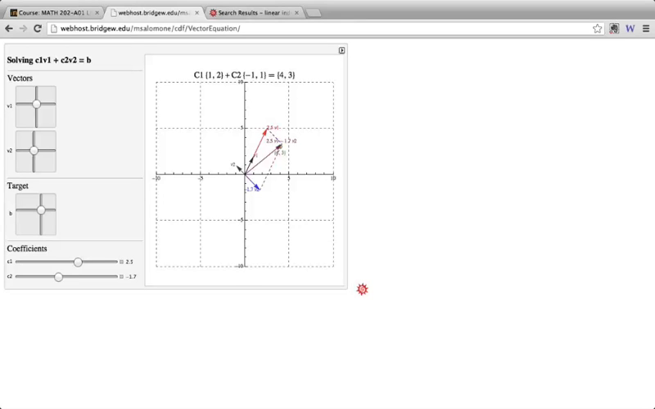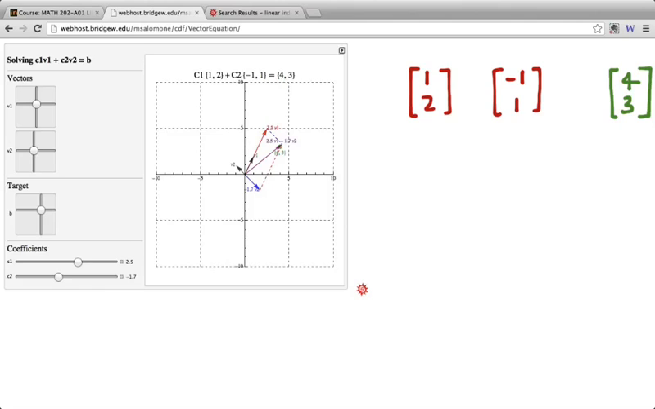So if we're asking the question about whether those three vectors we started with were linearly independent, we may as well be asking the following question. Is it possible to find coefficients such that some linear combination of (1, 2) and (-1, 1) actually equals the vector (4, 3)?